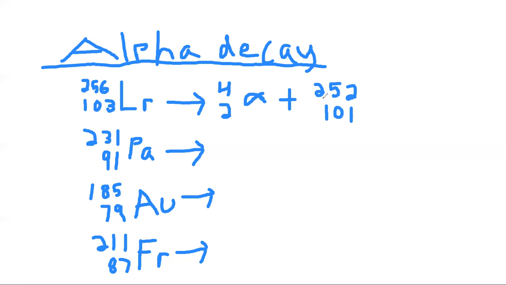And now we just need to look on the periodic table to see which element has an atomic number of 101, and that is Md.